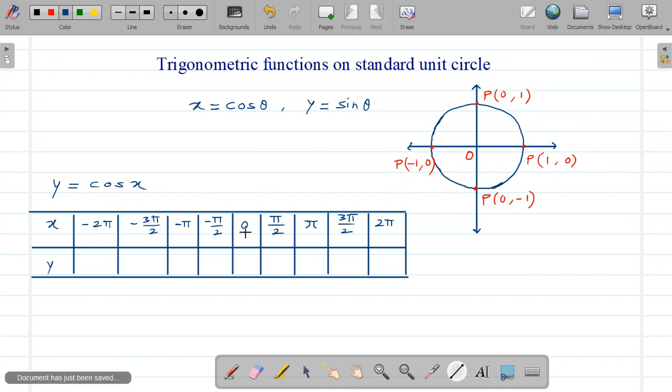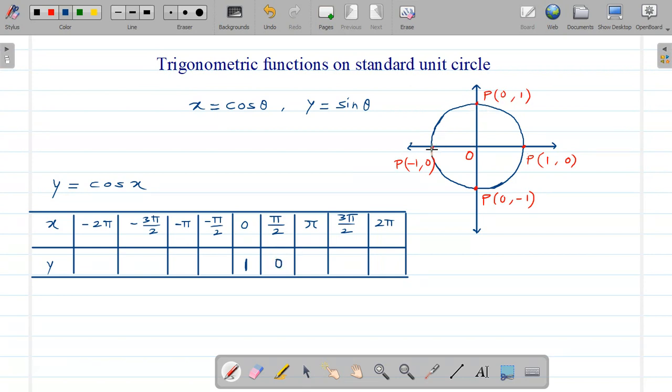So let us take the first angle, 0 degree. Cos 0 degree is 1, because here the x coordinate is 1. If the angle is 0 degree, then the position of the point P is here. So the x coordinate is 1, that's why the value of cos 0 is 1. Now cos pi by 2 means you will get the point P here. Cos pi by 2 is 0.